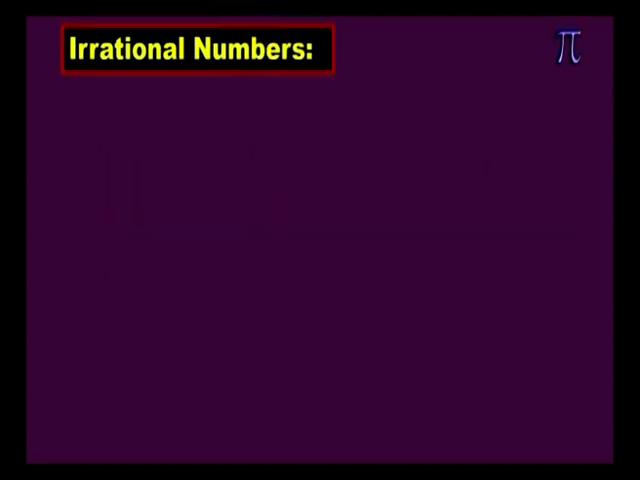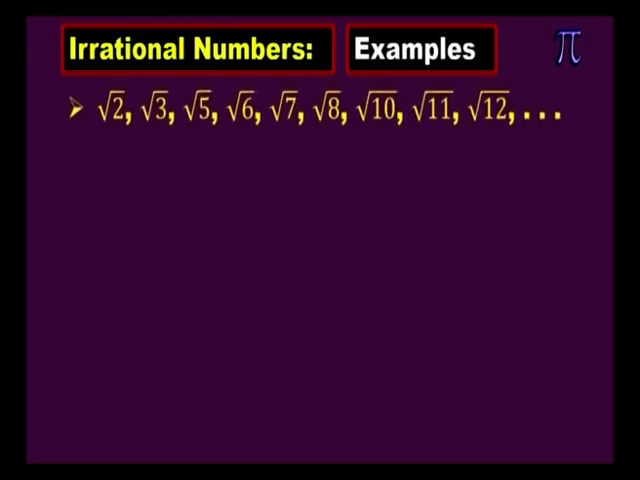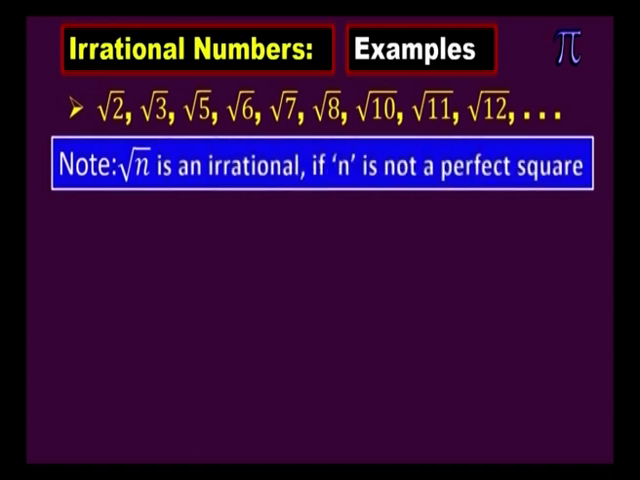Now let us see examples of irrational numbers. Root 2, root 3, root 5, root 6, root 7, root 8, root 10, root 11, root 12. So these are all irrational numbers. Here we can note that root n is irrational if n is not a perfect square. Also we can take the third root of 2, third root of 3, all of these are irrational numbers only.